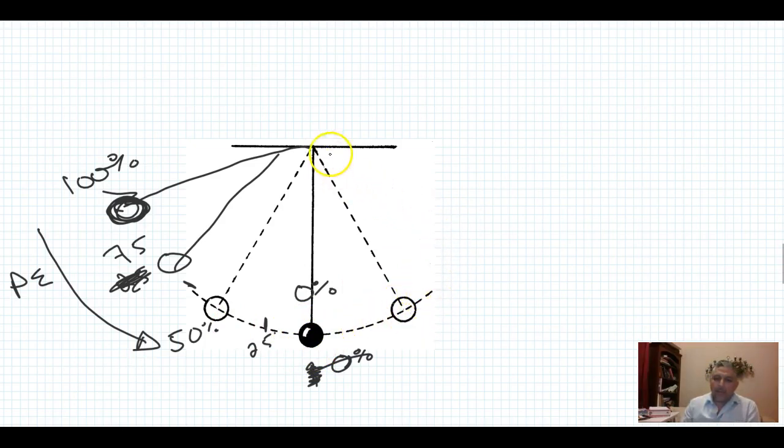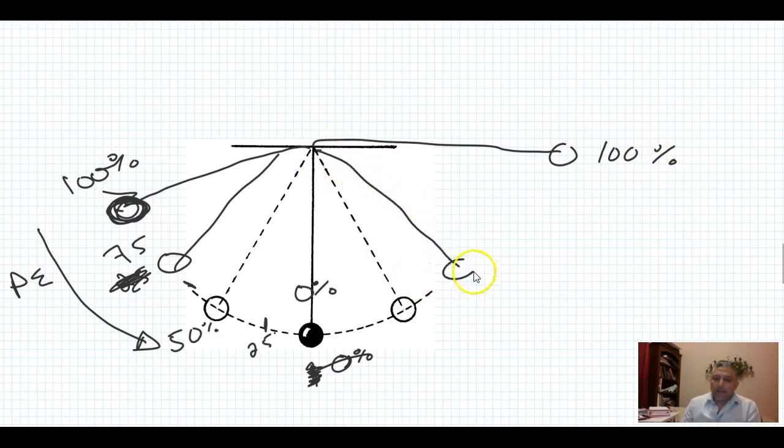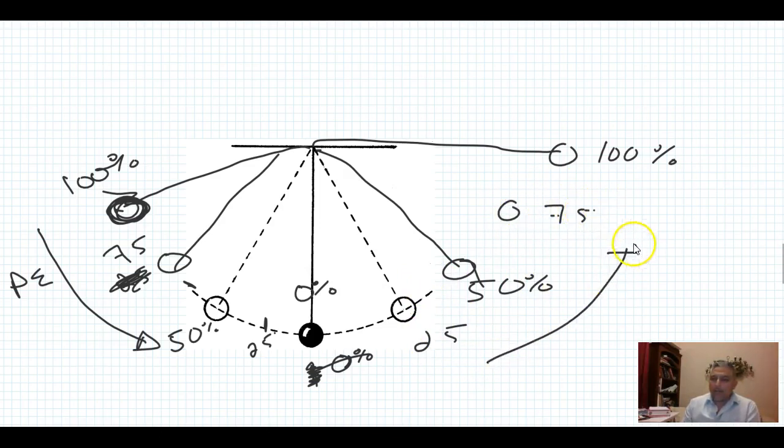And as it swings up, let's say it swings all the way over here. Well, now over here will be 100% potential energy. And somewhere over here will be like half of it, 50%, and so forth and so on. This will be 25, and somewhere over here will be 75. So as it goes up, it increases the potential energy, and as it goes down, it decreases the potential energy. So keep that in mind also. We're going to move on to the next one.